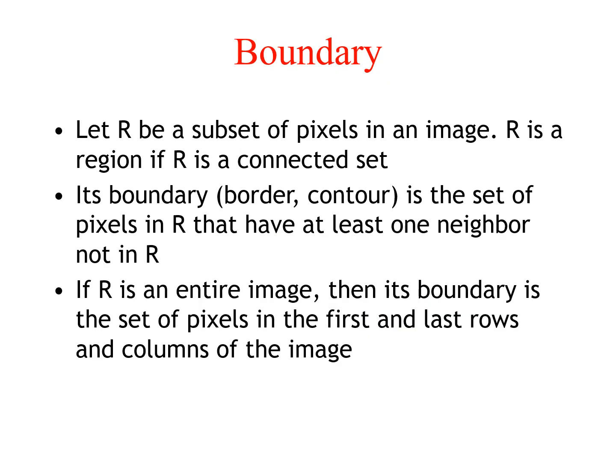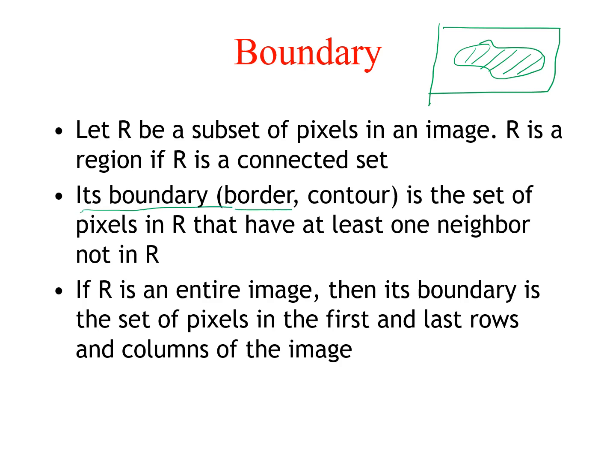Now what is a boundary? What is the difference between boundary and edge? Let R be a subset of pixels in an image. R is a region if R is a connected set. Means if this is the image, and if this is the region, region means what? All the pixels within the region should satisfy the connectivity condition. It should satisfy some similarity criteria.